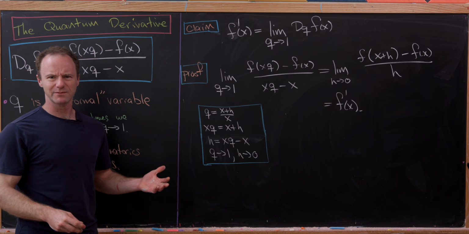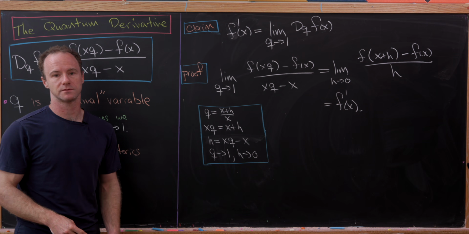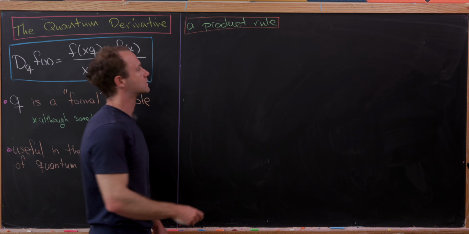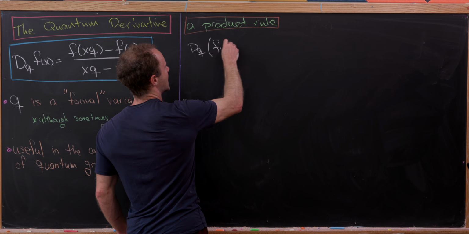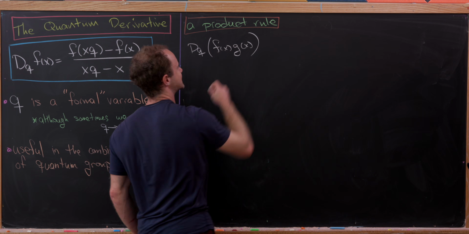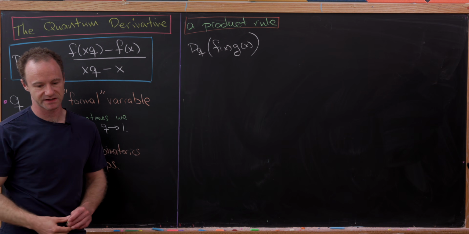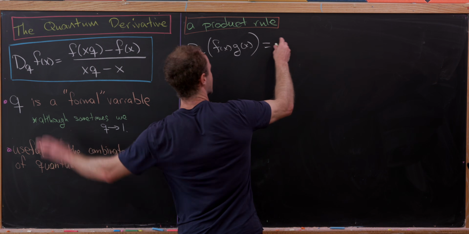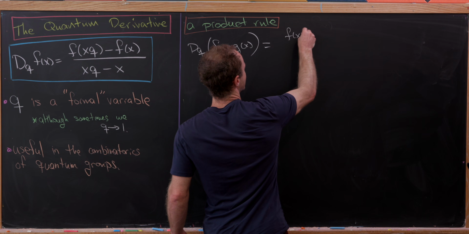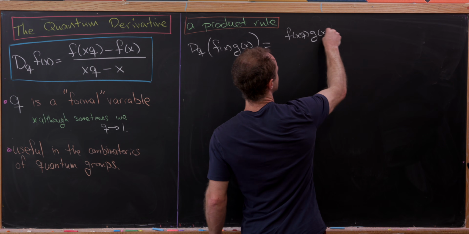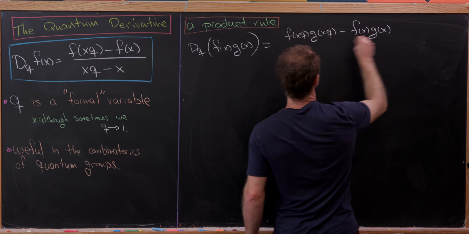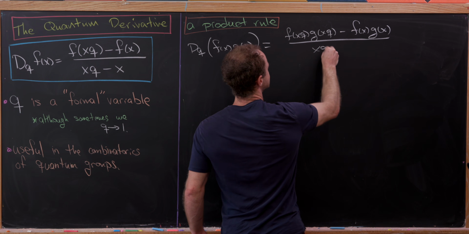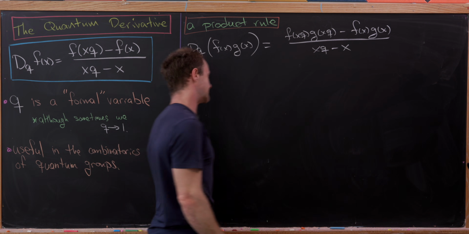Okay, so next up, let's look at a quantum product rule. So let's just get at it. We're going to take the quantum derivative of the product of two functions f of x and g of x. Okay, so just applying this rule over here, we'll have f of xq times g of xq minus f of x times g of x over xq minus x, as needed.